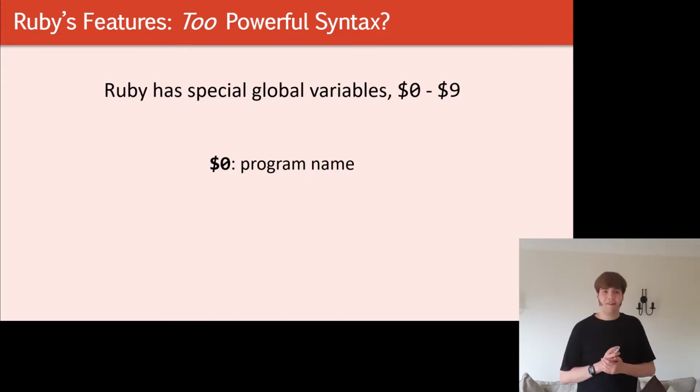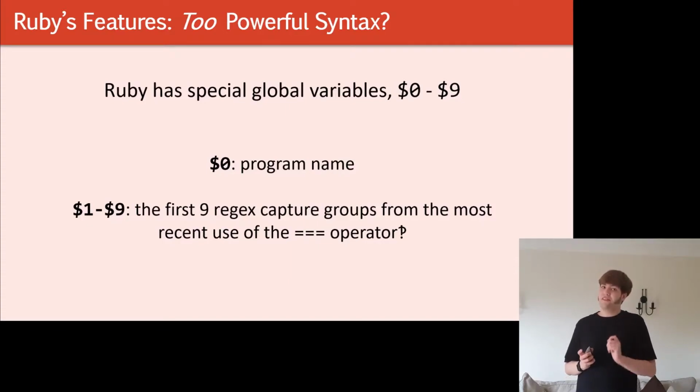If you said the command line arguments passed to your program, I wish you were right, but unfortunately you are wrong. $1 to $9 are the first 9 regular expression capture groups from the most recent use of the triple equals operator. Yeah, it's not the clearest choice. The triple equals operator is interesting. It's, yeah, that's like kind of equal, I guess, operator. It says that a string is equal to a regular expression that it matches, or that an instance is equal to its class. It's strangely defined, but immensely useful.